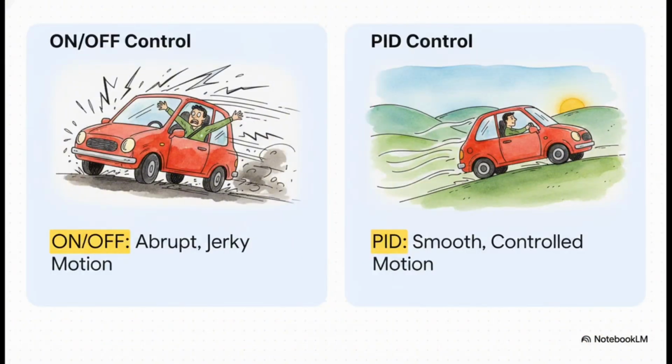Think about on-off control kind of like driving a car by either stomping the gas pedal all the way to the floor or slamming hard on the brakes. There's zero in between. It's incredibly jerky, right? PID control, on the other hand, is basically your car's cruise control. It makes these incredibly smooth, continuous micro-adjustments to the gas pedal so you maintain a perfectly constant speed, regardless of whether you're climbing up a steep hill or cruising down a valley. It's fluid, dynamic, and super precise.